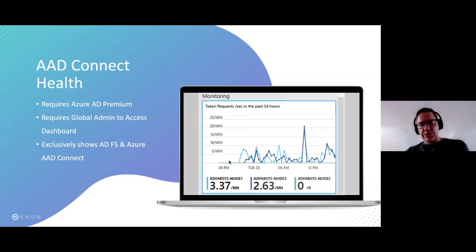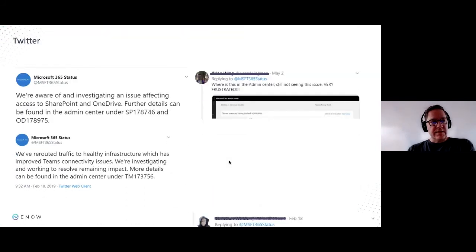It doesn't rule out issues with network connectivity, for instance, like if you had a load balancer issue or authentication issue. It needs an Azure AD Premium license, global admin access again. So a couple of things to keep in mind there with Azure AD Connect. There are a lot of logging capabilities, but it's more of an auditing scenario that you're able to take advantage of, as opposed to monitoring the service health for your employees using Office 365.